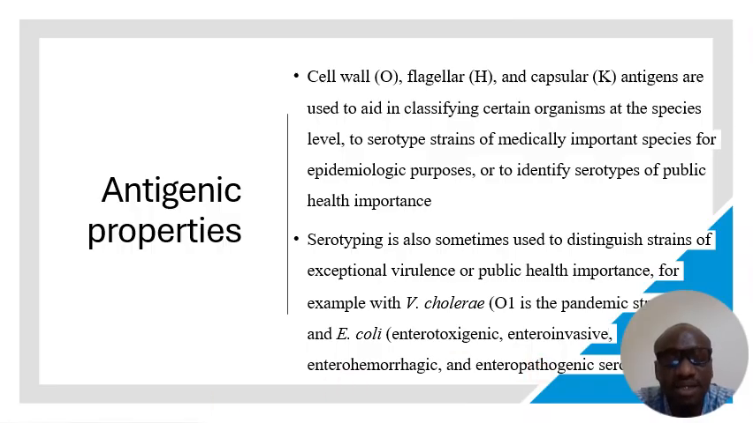So whenever there's a problem or there's an outbreak and there's a need for investigation, these are things that are investigated, the antigenic properties or serotyping of the organism, to know if the strain involved is an epidemic strain. That is, if it's a strain that can cause a wide range of infection in a particular locality. We'll be rounding up soon now.